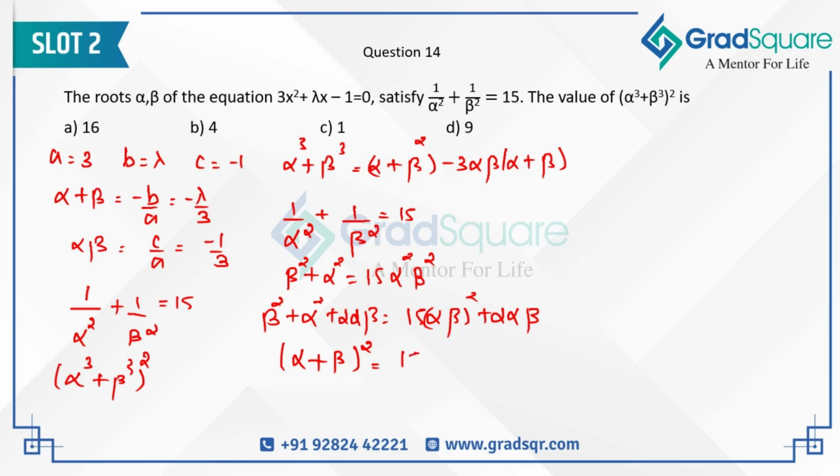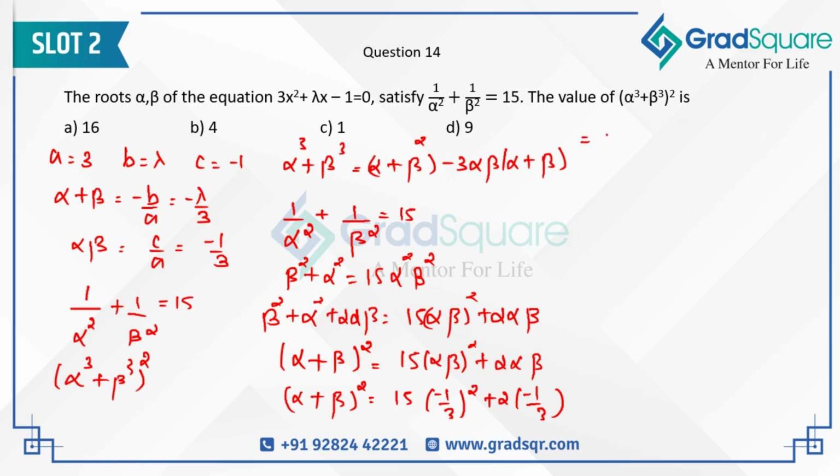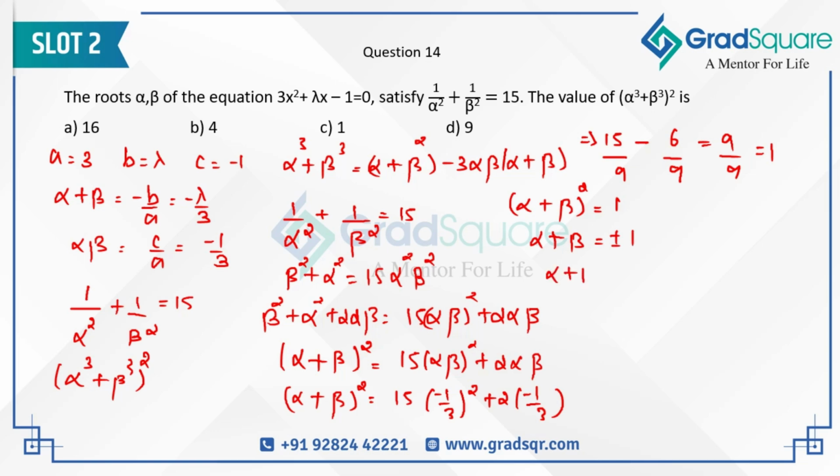So this is going to be 15 into (αβ)² + 2αβ. Now I know the value of αβ. αβ is −1/3. So (α + β)² is equal to 15 into (−1/3)² + 2 into (−1/3). That is going to give me 15/9 − 6/9, which is going to be 9/9 equal to 1. That means (α + β)² is going to be 1. That means α + β is going to be either +1 or −1. Now we'll take both the cases into account.